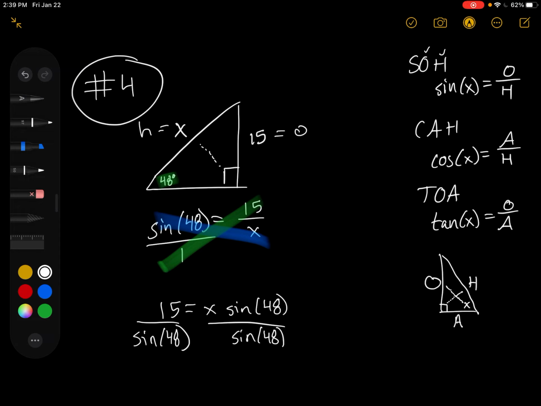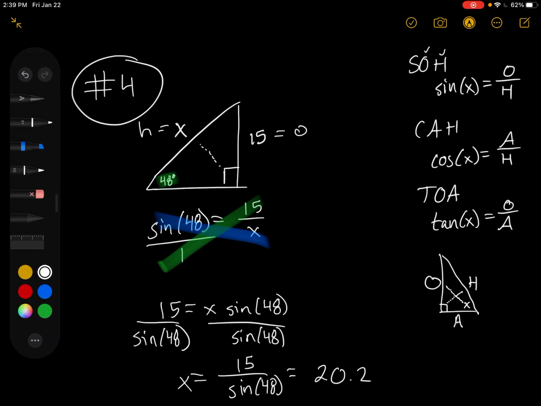Last step, please make sure your calculator is in degrees and not in radians. We'll have 15 over the sine of 48, or 15 divided by the sine of 48, and that'll give us an answer of x equals 20.18 or 20.2. Again, we really don't want to be rounding here until that final step, so save sine of 48 until that final step to get that x value.